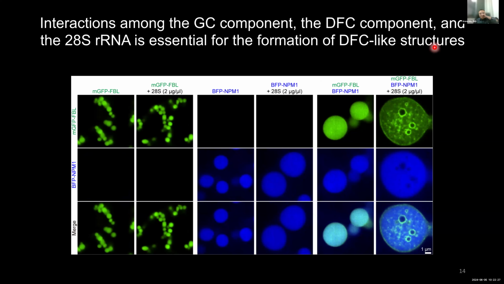So next we would like to know if only FBL with 28S or MPL1 with 28S is sufficient to induce the DFC-like structure. So we just mixed FBL alone, FBL with 28S, MPL1 alone, and MPL1 with 28S. There's no DFC-like structure formation. Only when those three components exist can they induce the formation of these DFC-like structures.